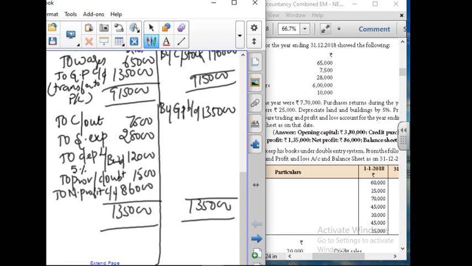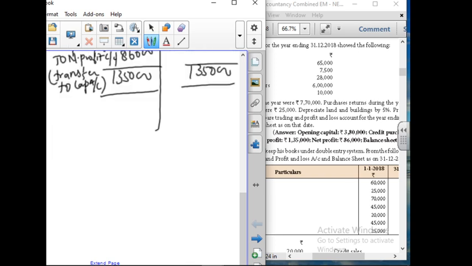net profit carried down. It is nothing but the transfer to capital account. Just once again we'll check whether the informations are presented, everything. First we have transferred the gross profit 1,35,000, carriage outward 7,500, sundry expenses 28,000, depreciation on land and building 12,000, and provision for bad and doubtful debts 1,500, and your balance is 86,000. With this, next we are going to calculate the balance sheet.